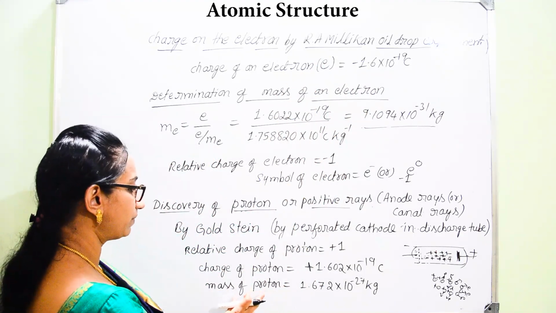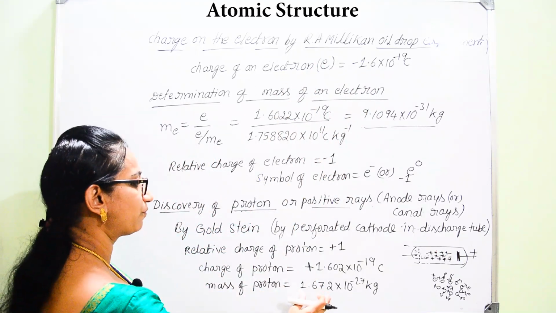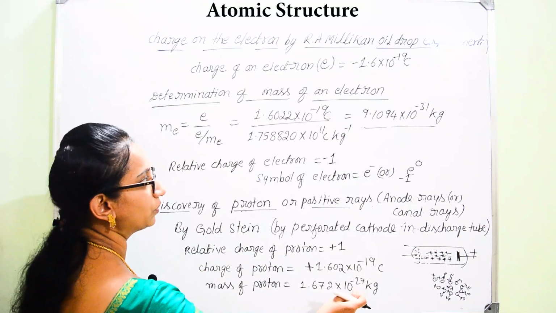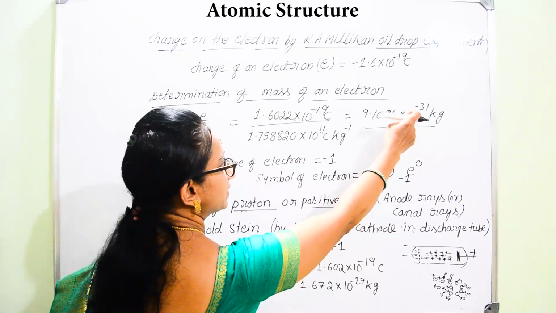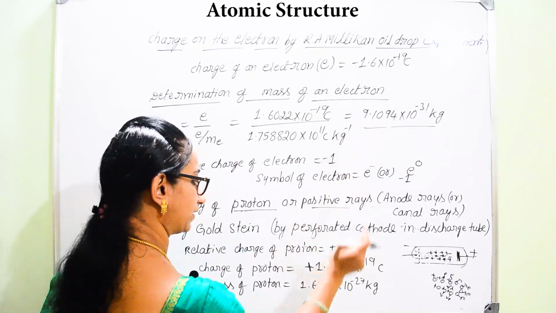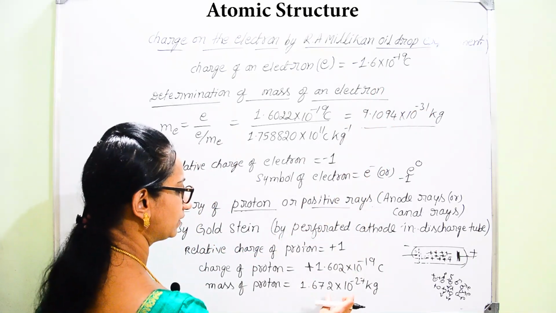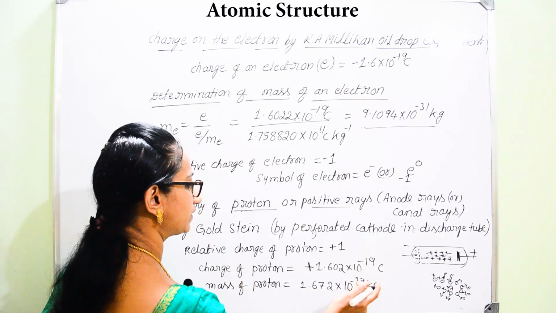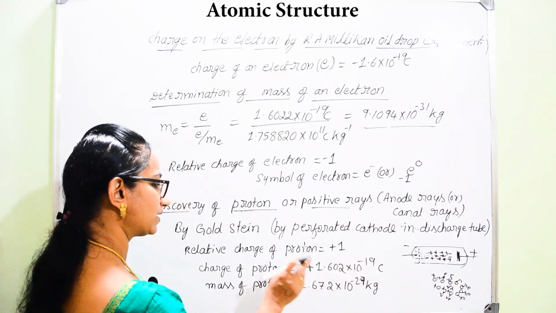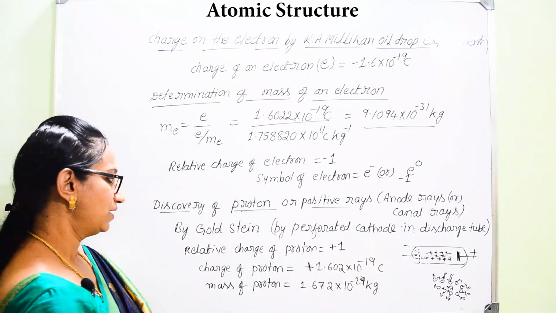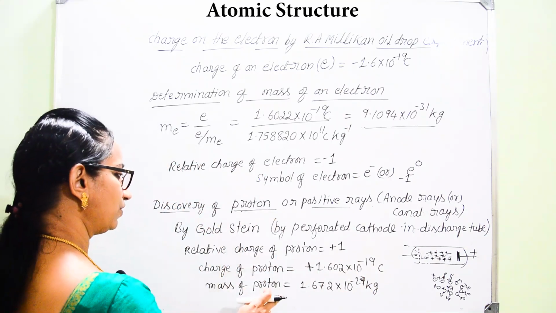And if you go for the mass of proton, the mass of proton is comparatively more than that of electron. Here you can compare. The mass of electron is 10 power minus 31, and in the case of proton that will be 10 power minus 27. Therefore the mass of proton will be greater than the mass of electron. Got it? So that is regarding the discovery of protons.